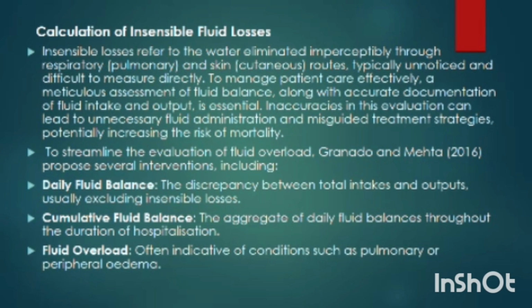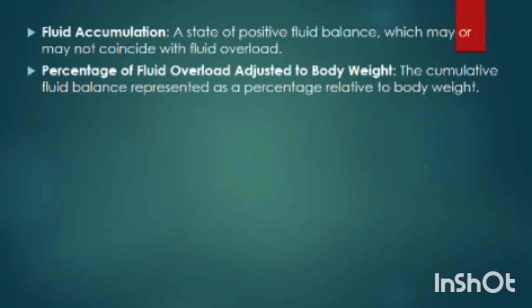Total intake, you have to confirm it two or three times before writing it on the chart, because sometimes there might be a mistake, and a mistake will cause a lot of harm to the patients. So be very careful when you're monitoring this. Fluid accumulation is a state of positive fluid balance which may or may not coincide with fluid overload. The percentage of fluid overload is adjusted to body weight. There is one formula to calculate it. If the percentage is 10% or more, then we say the patient is having fluid overload.